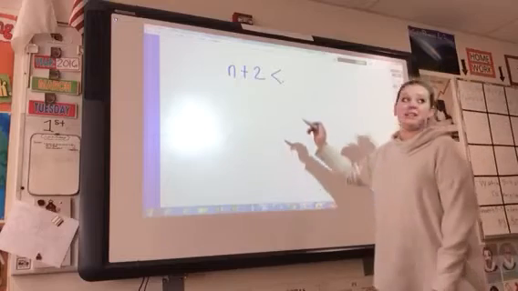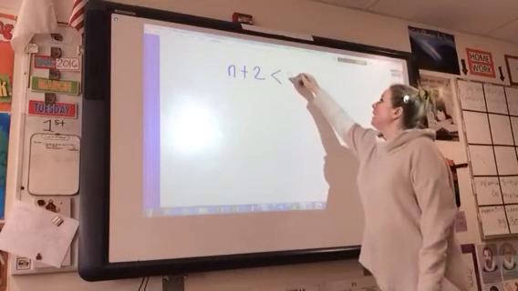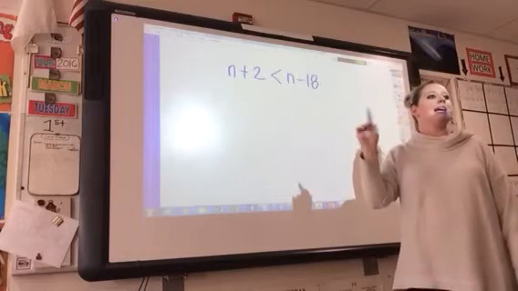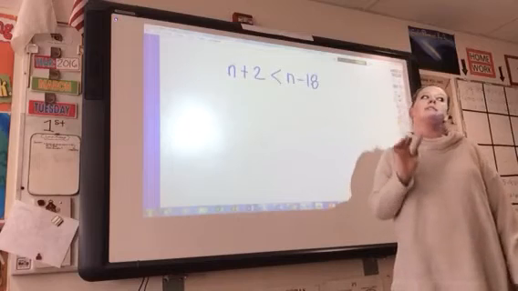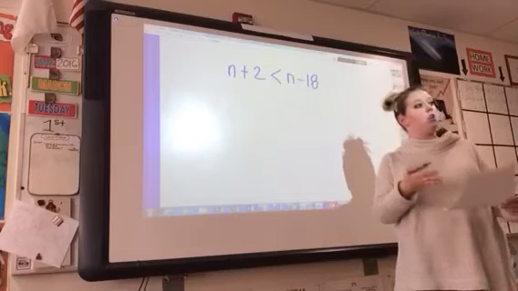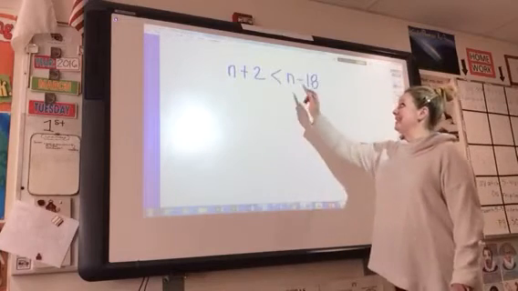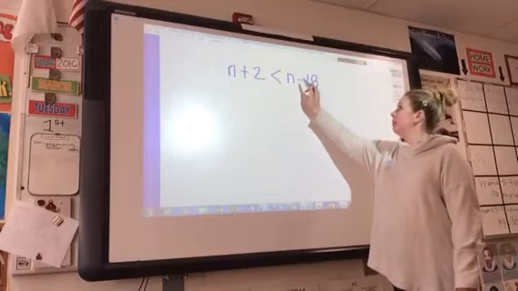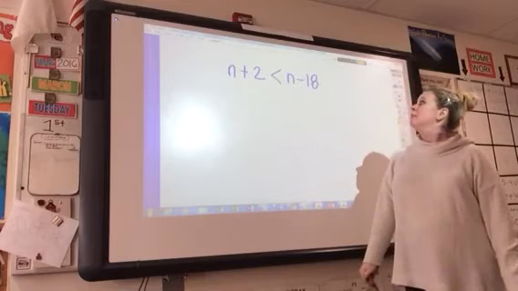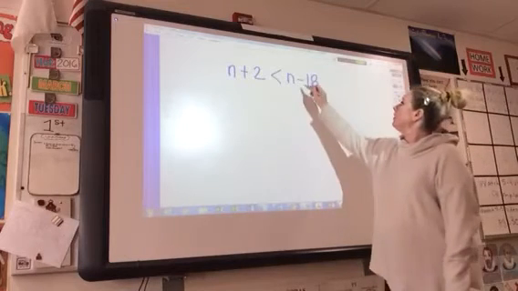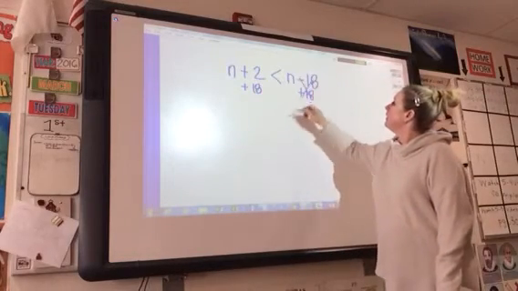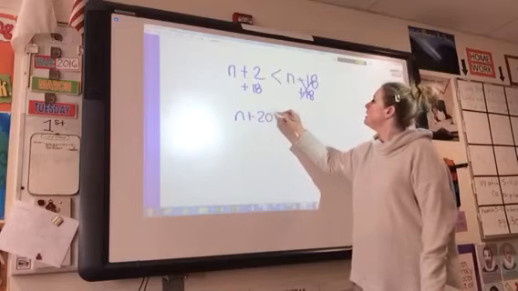This is very important: n minus 18. Okay, because it's 18 less the number. It's a very weird way of writing subtraction, but I want you to realize that that's the way they're going to write it on the quiz. So if they say 18 less the number, they mean n minus 18. Okay? Now if I were to solve this, what would you do? Add 18 to the other side. Okay? So I get n plus 20 is less than n.